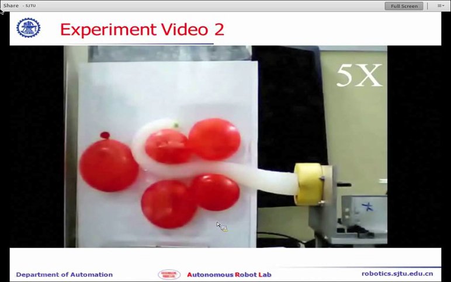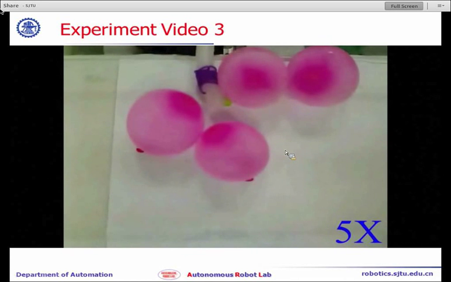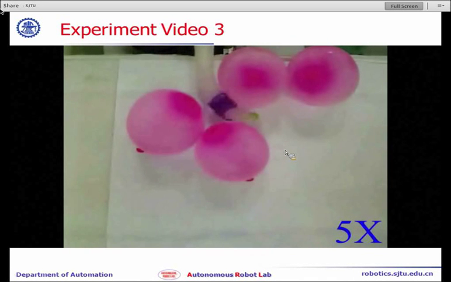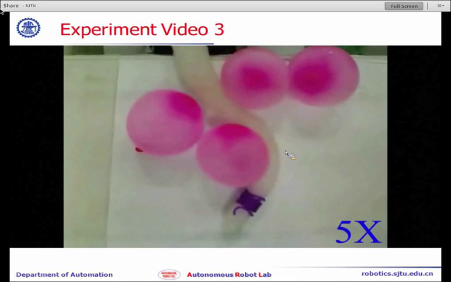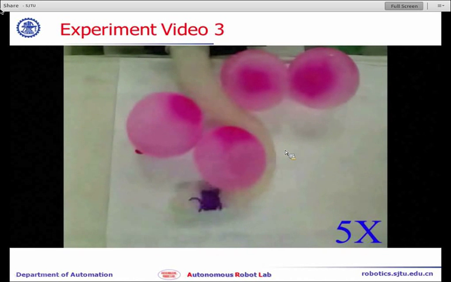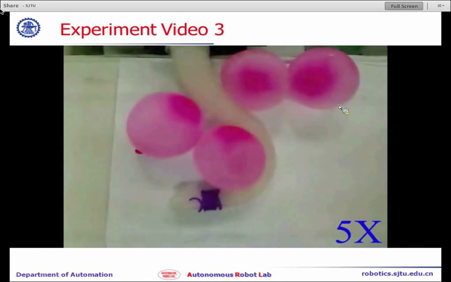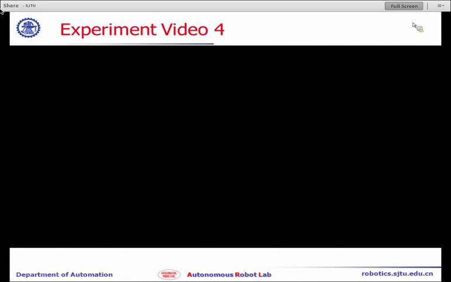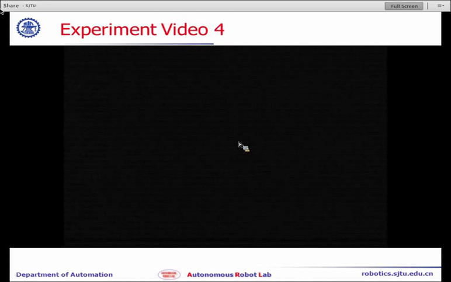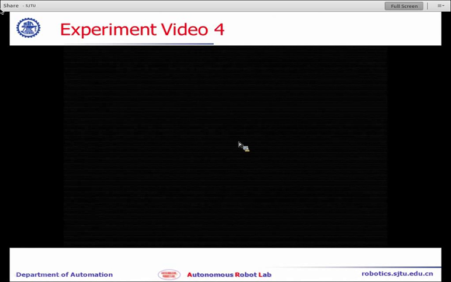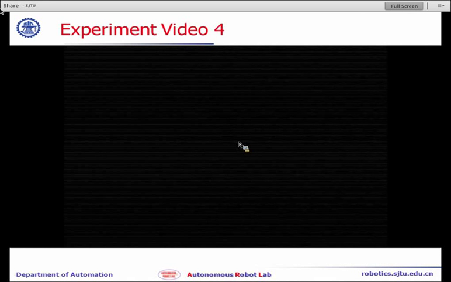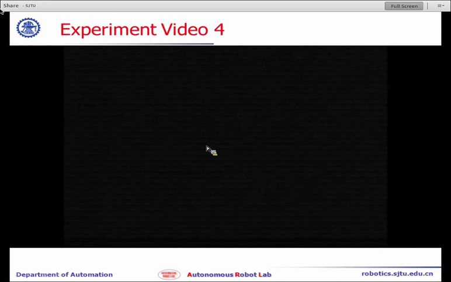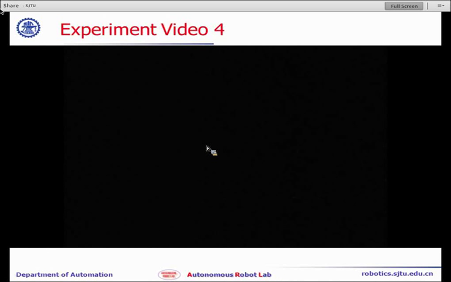And also video three. So we simulate that this robot has to perform an S curve motion. And also video four. So in video four, we use two. Nathan, can you play video four? So in this video, we try to simulate two soft robot arms. We manipulate one object.